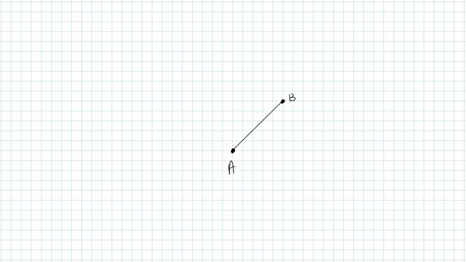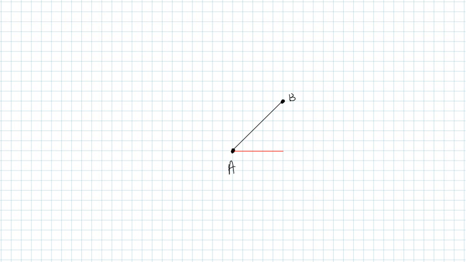Then go from A, you have to go horizontally, to the right-hand side. How much do you have to go horizontally? Count 1, 2, 3, 4, up to 5. So I have to go from A, 1, 2, 3, 4, 5.